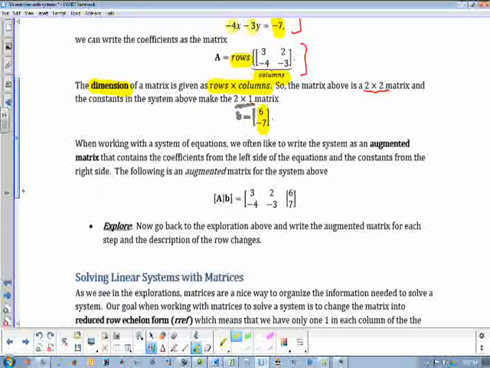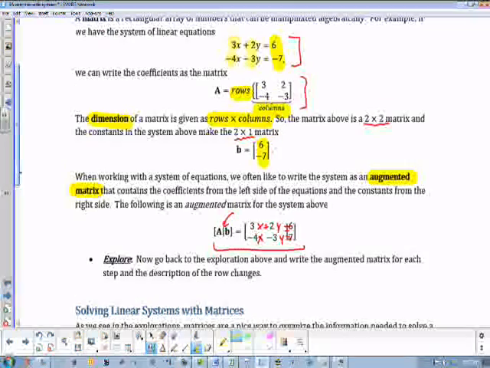Now when we're working with systems of equations, we want to use what's called an augmented matrix. An augmented matrix puts those two together and we get this. And this bar right here symbolizes where the equal sign goes. So here we have 3, 2, and 6. That's really just representing 3x plus 2y equals 6. And negative 4x minus 3y equals 7. And that's just our system that we represented above.